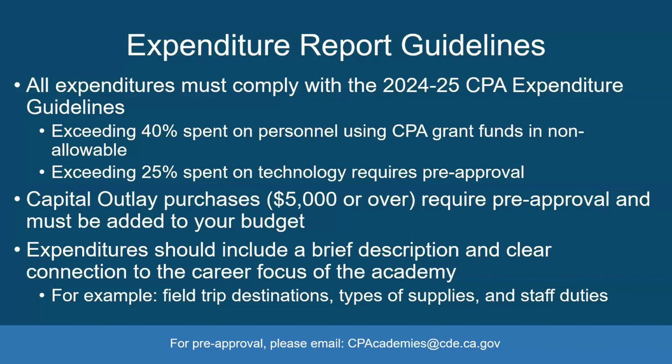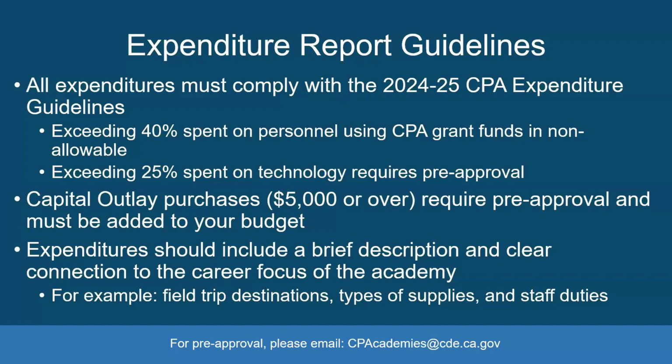Capital outlay purchases, so this is a purchase that is $5,000 or more on a single item. So if there's something you'd love to purchase for your academy, but it's on the more expensive side, please email us at CPA Academies or at KPAR, and we will look over your request. You'll just need to fill out a 2-page capital outlay form and submit a quote from the vendor. And then we are happy to look at those items and make sure they align with the career focus of your academy. And if they do, we are happy to help you spend that money.